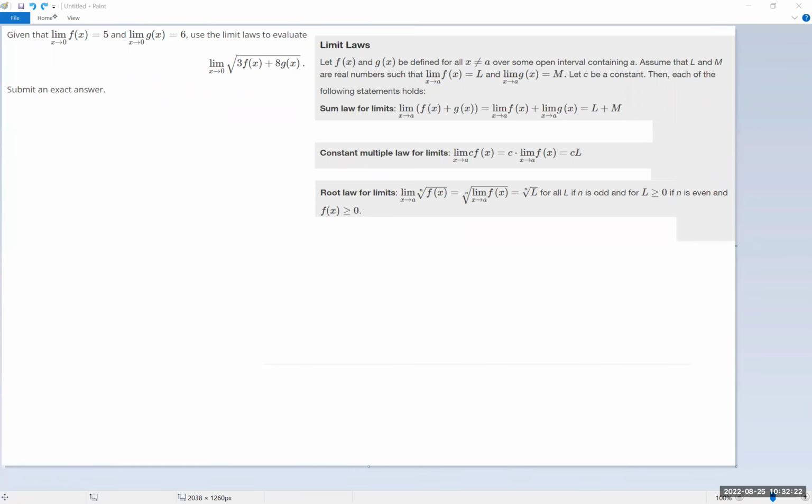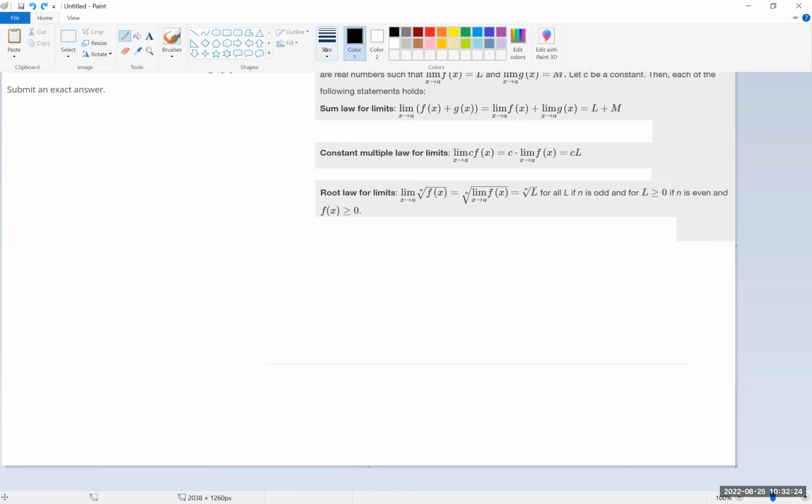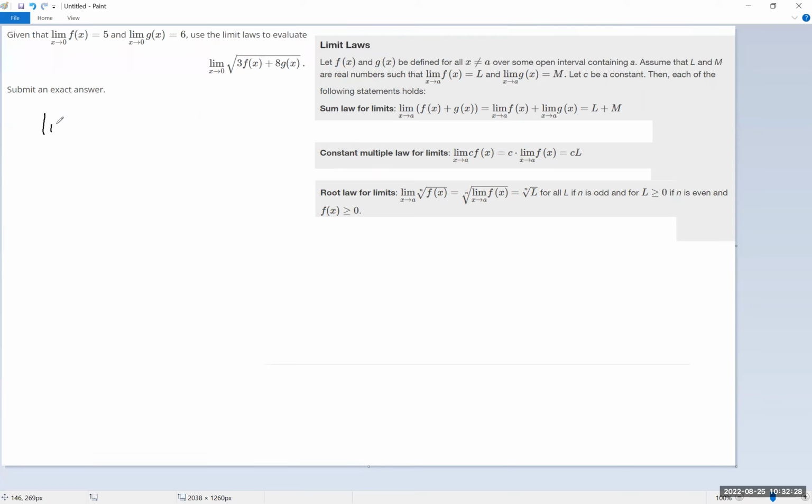All right, let's go ahead and solve this problem here. Okay, so I've got the limit of the square root of 3 f of x plus 8 g of x. I may have added one more set of parentheses than they have in the problem, but that's okay.